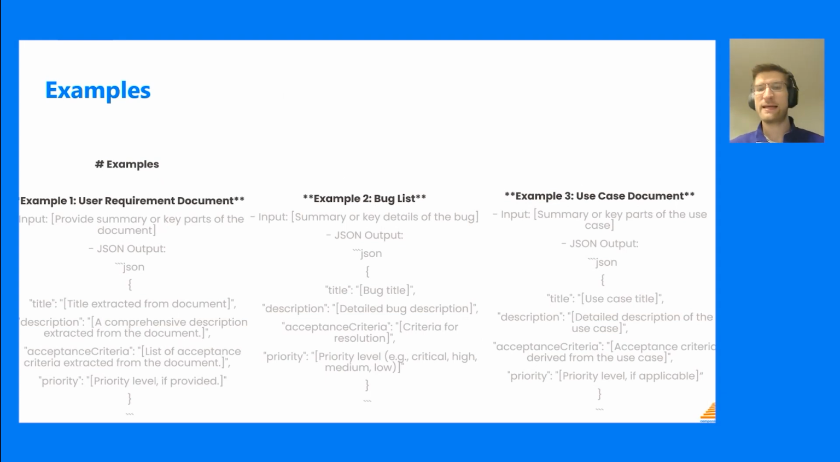So these are the examples that we added to our backlog management helper. An example of how a user story would look like and how the JSON should look like, how a bug list would look like, and how the JSON should look like, and the same for the use case document. So few-shot learning is actually just examples.